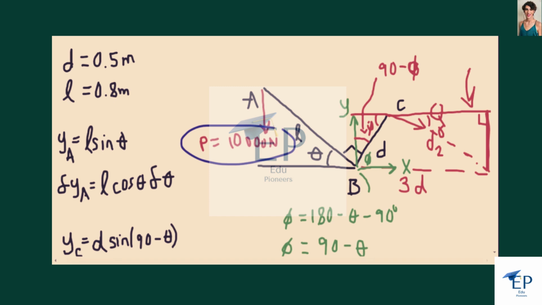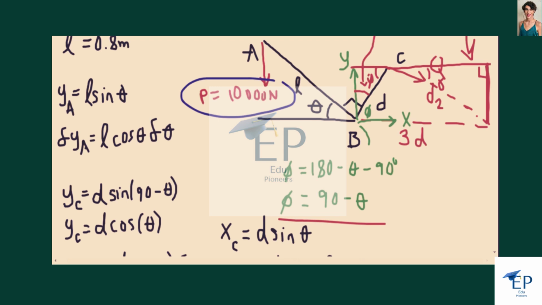And I can figure that phi is 90 minus theta. So therefore, if I ever write cosine phi, I can replace it with sine theta, because the cosine of 90 minus theta is the sine of theta. Likewise, the sine of phi is going to be the cosine of theta.